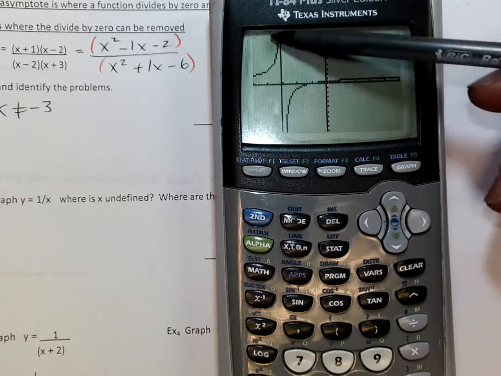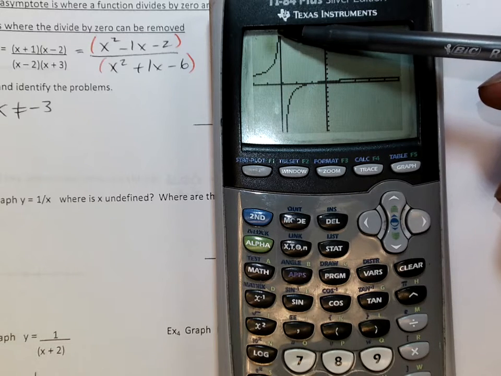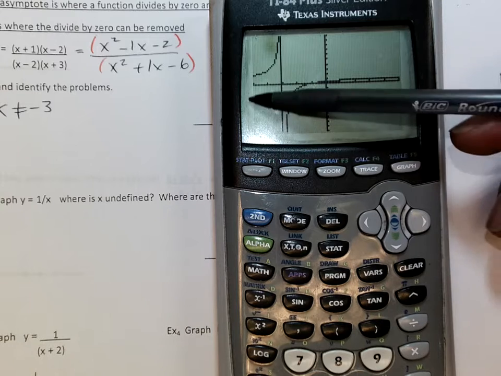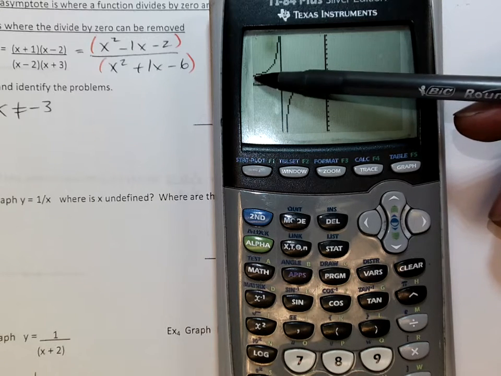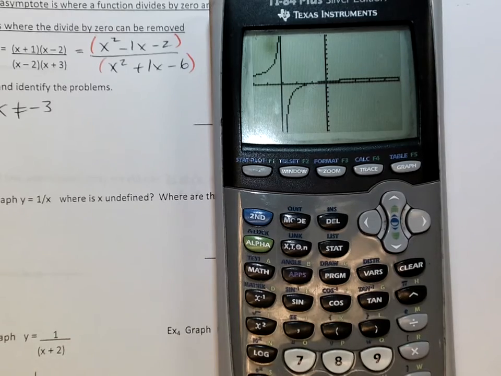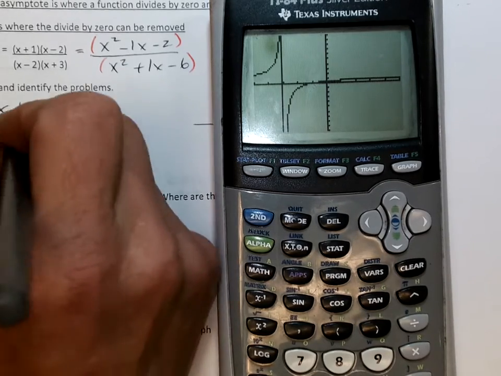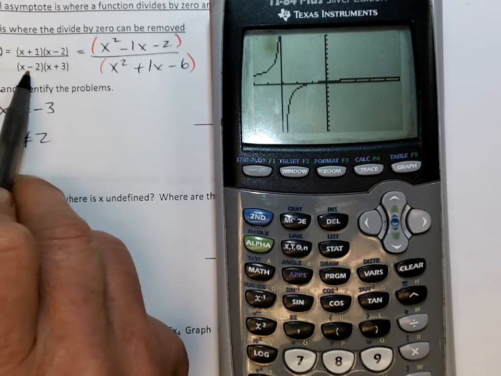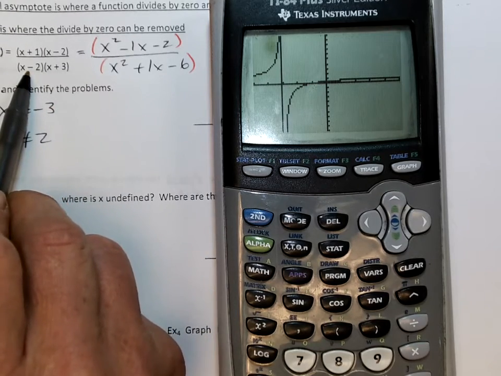Cookie Monster freaks out by going off to infinity, or he goes off to negative infinity, okay? So as you get closer and closer to -3, the value of the function goes off to infinity. So it's not defined, okay? Now, the other discontinuity is where x is equal to 2. X cannot equal 2, right? Because if x equals 2, it doesn't work.